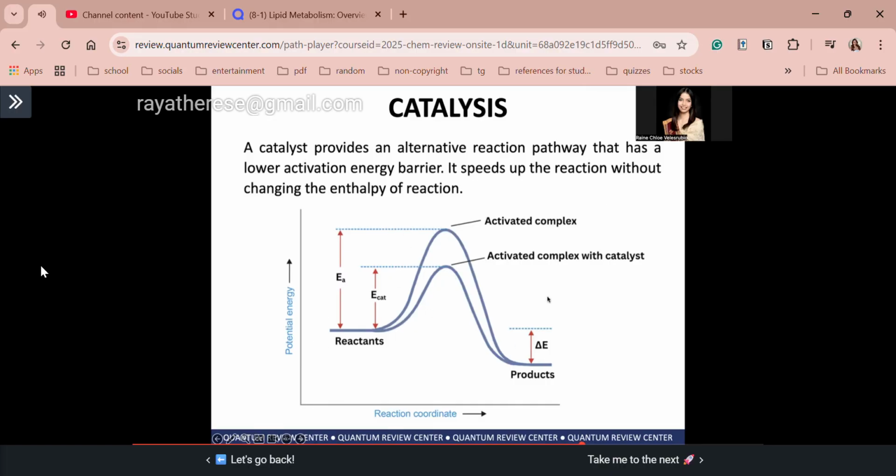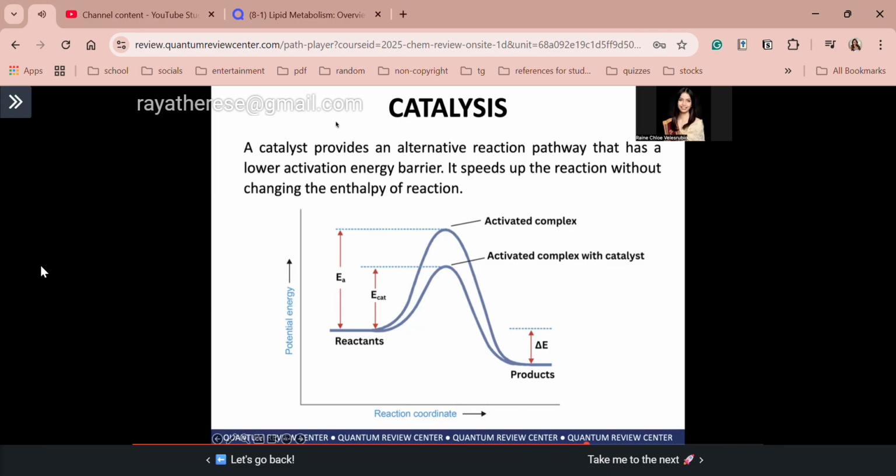Now, guys, if you add a catalyst, it will give you an alternative reaction pathway with a lower activation energy. Ito yun. Okay? So, if it will give you a lower activation energy barrier or a lower activation energy pathway, okay, what will happen to the reaction? It will be faster. Okay? Yun yung point ng ating catalyst. Again, it gives you an alternative reaction pathway with a lower activation energy.